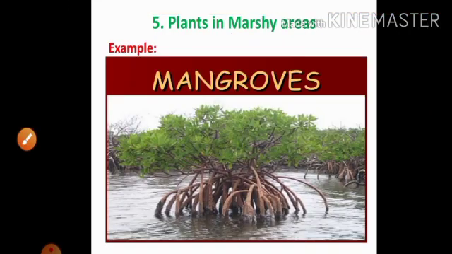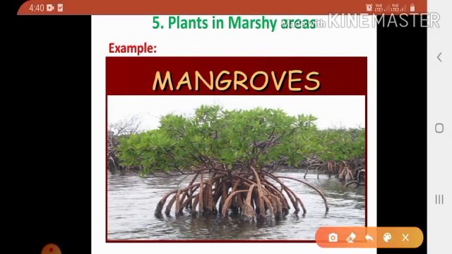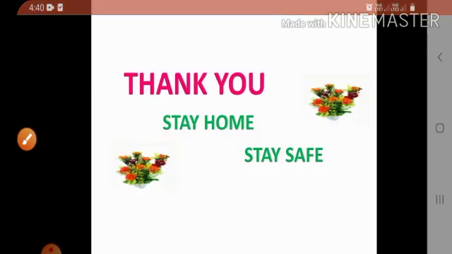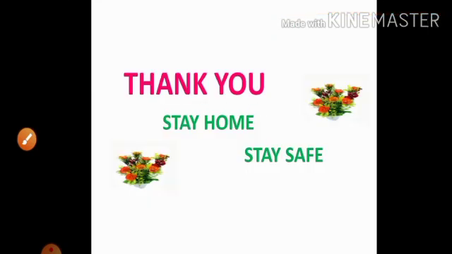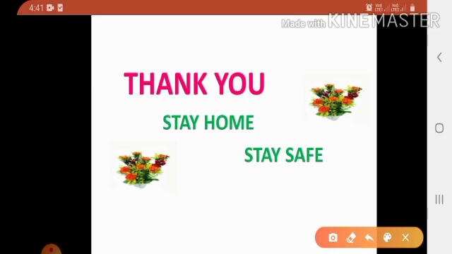Example, mangrove trees. See here. This is an example of marshy area. See here, this plant is mangroves. So up to here children, we have discussed types of terrestrial plants.